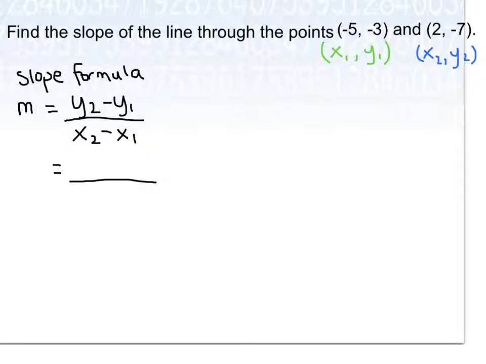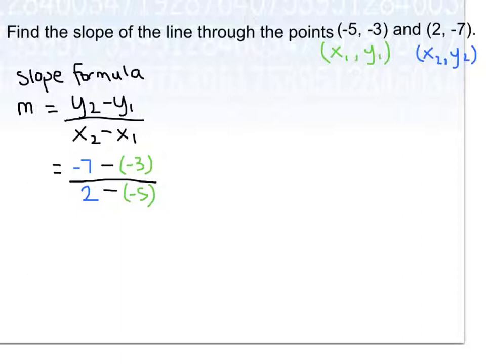So that would leave me with y2 would be -7, minus y1, which would be -3. So I have to be careful when I subtract a negative. I'll also be looking at x2, which is 2, subtracting off x1, which is -5. Again, when you subtract a negative, you have to be careful about the use of parentheses.